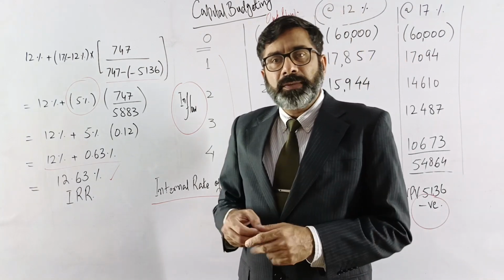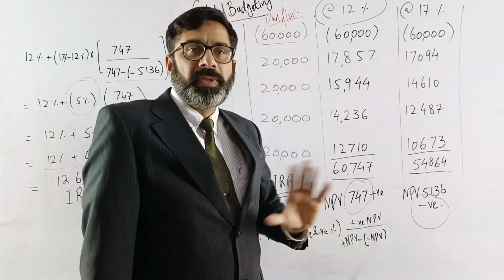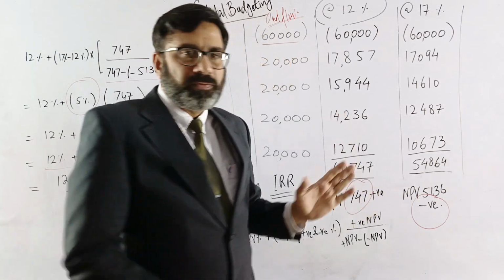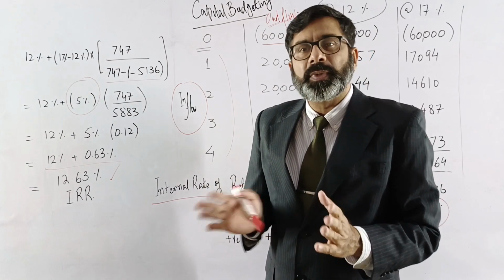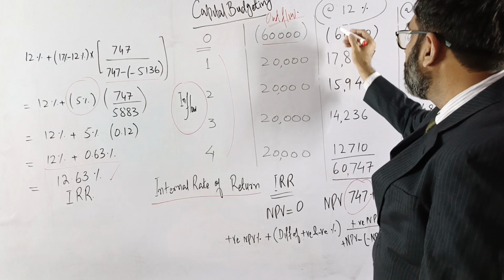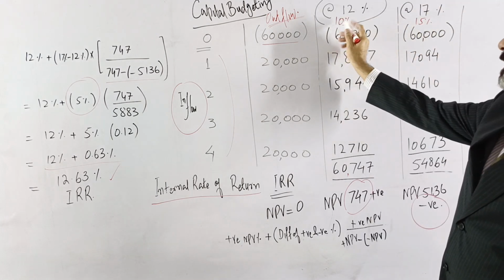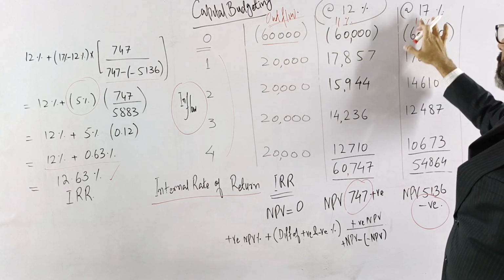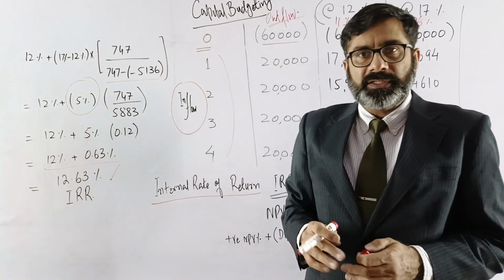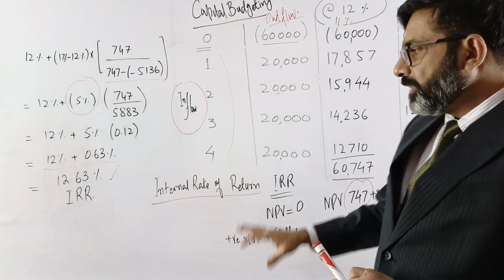12.63%. Another person may use 10% here and 15% here, so the answer will be almost the same, with small decimal differences, but the answer will be 12.63% or so. Any person using hit and trial, maybe 10% and 15%, or 11% and 16%, will get the same answer, because we are taking the ratio of the differences. So this is basically the internal rate of return.